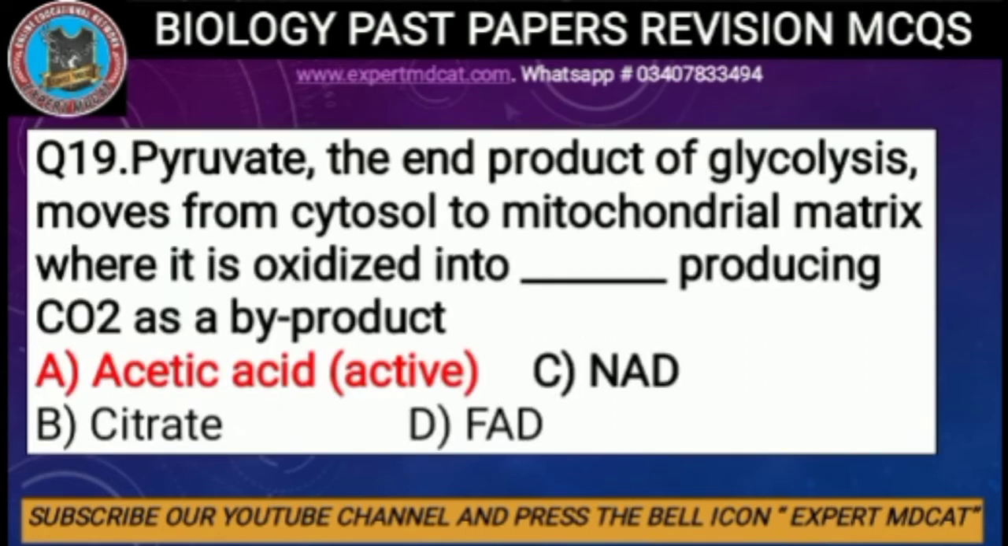Question number 19: pyruvate, the end product of glycolysis, moves from the cytosol to the mitochondrial matrix where it is oxidized into dash, producing carbon dioxide as a byproduct. Options are acetic acid, option B is citrate, option C is NAD, and option D is FAD. Here the correct option is A, that is acetic acid.